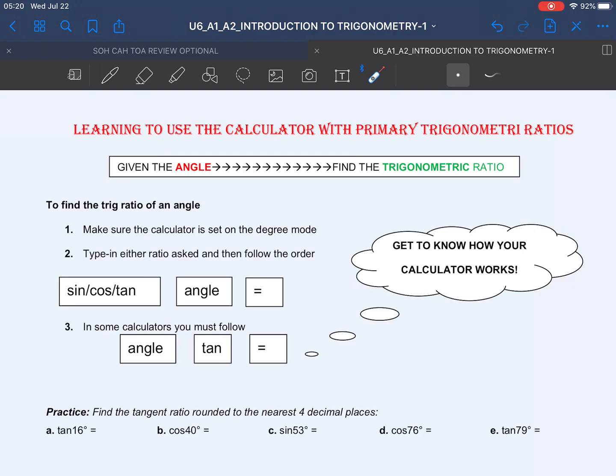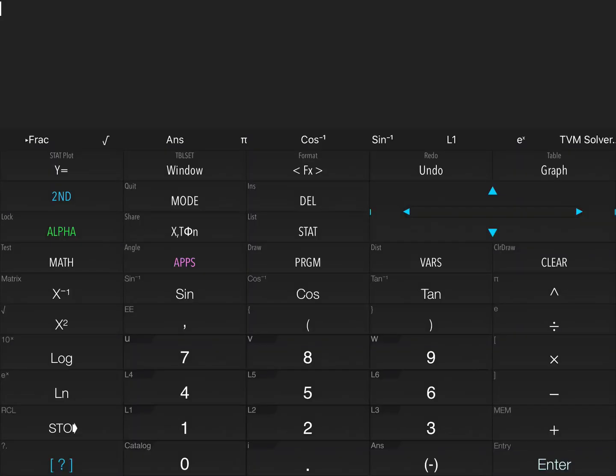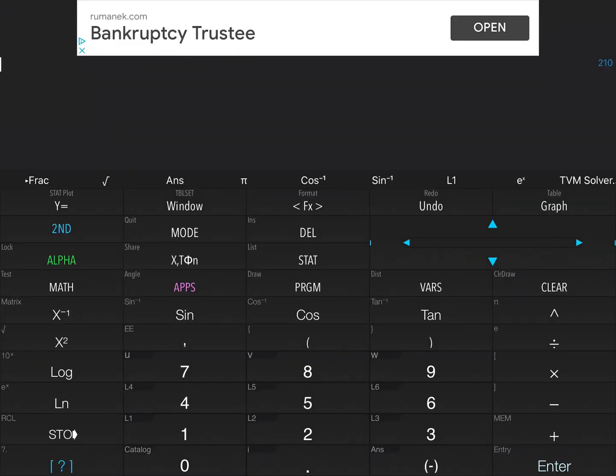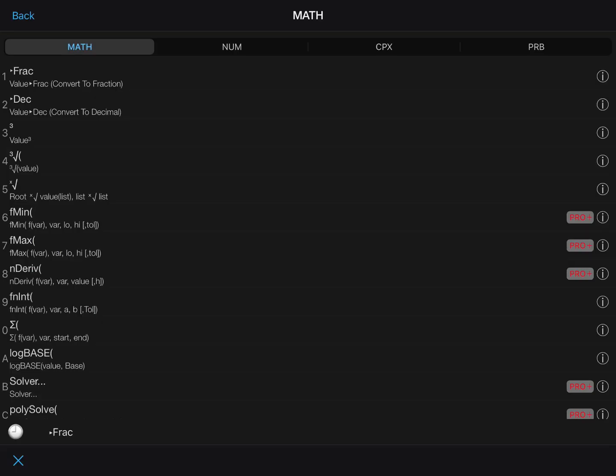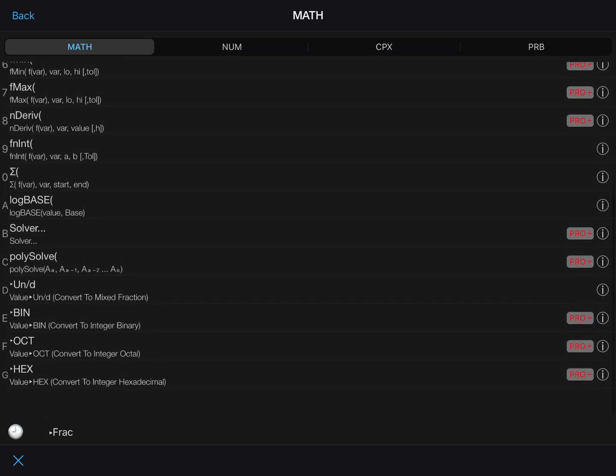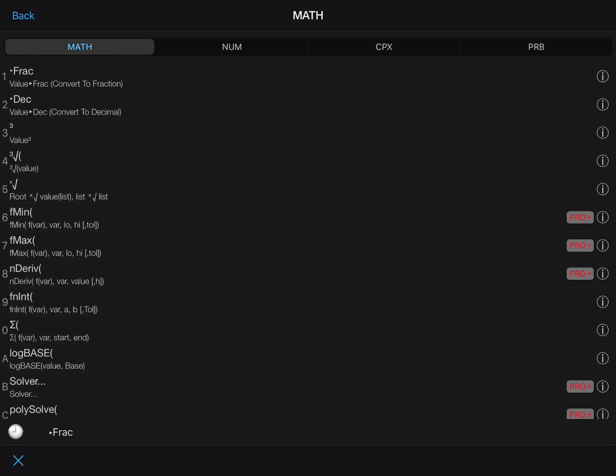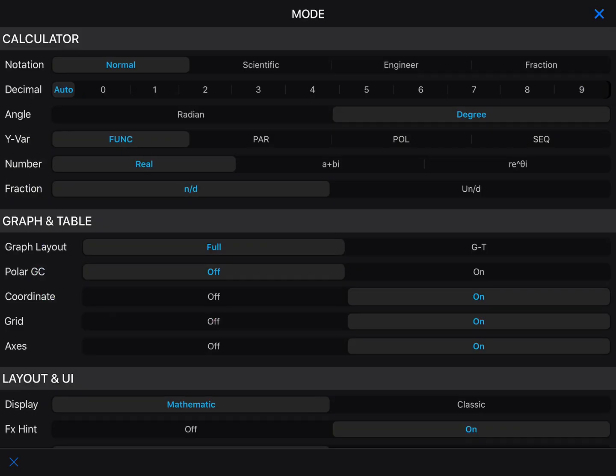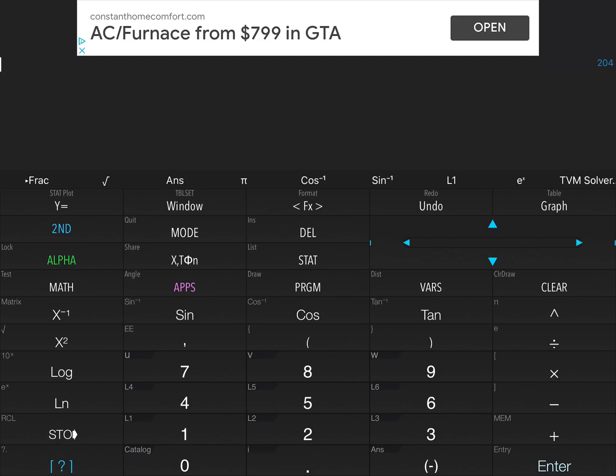So for example, if I have to find the tangent ratio rounded to 4 decimal places for tan 16, then I'm going to go over my calculator here. I downloaded this online calculator for free, and I'm going to make sure that I have set my calculator to degree mode first, because if not, it will be confusing to the calculator. So I have to turn it to degree mode. For the angle right here, it says radian, and I have highlighted degree in blue. So that means that I am good in here.